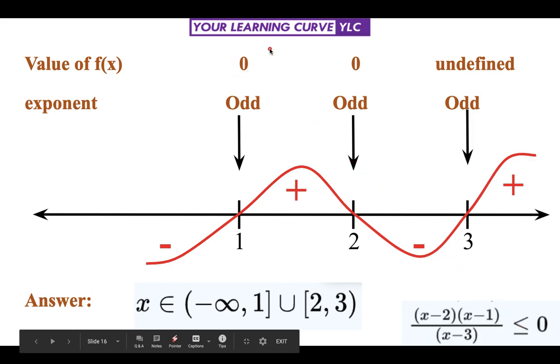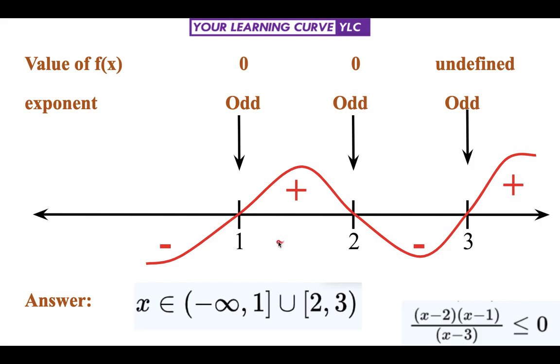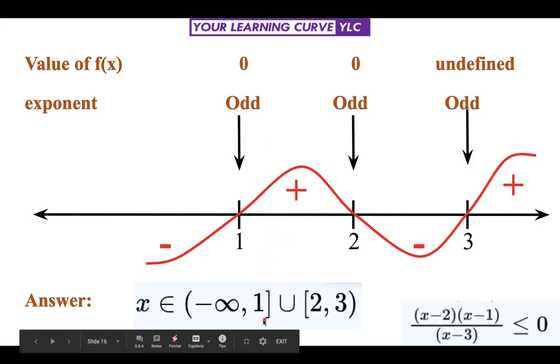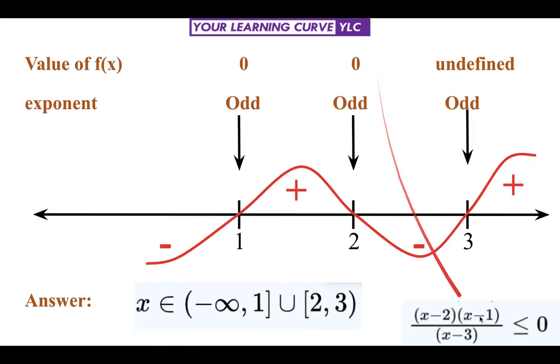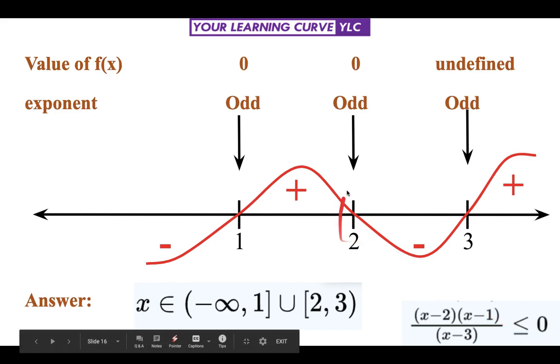So it is equal to 0 at 1, so this will be included in our answer. We will put a closed bracket at 1. Next interval, union 2 to 3. 2 makes this function 0. We are accepting equal to 0, hence 2 is included in our answer.